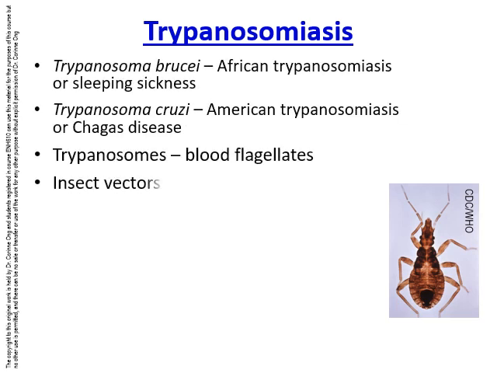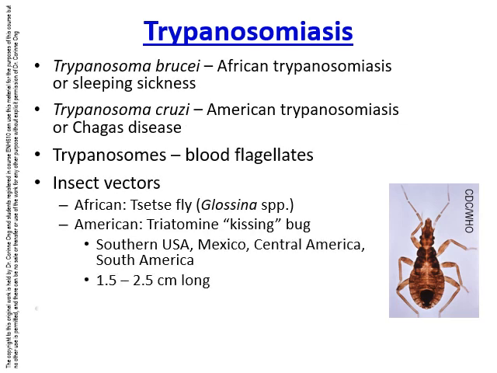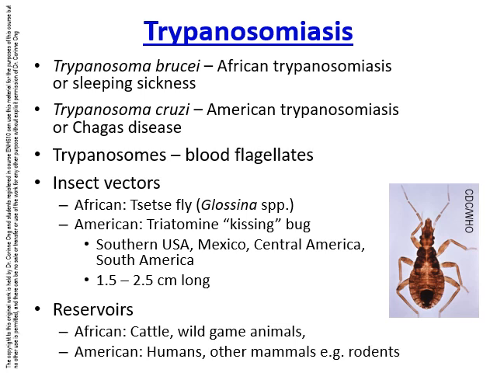Now we have arrived at the last disease for this lecture, trypanosomiasis. There are two types. African trypanosomiasis, or sleeping sickness, is caused by Trypanosoma brucei, and American trypanosomiasis, or Chagas disease, is caused by Trypanosoma cruzi. Both trypanosomes are blood flagellates. They are transmitted by insect vectors.